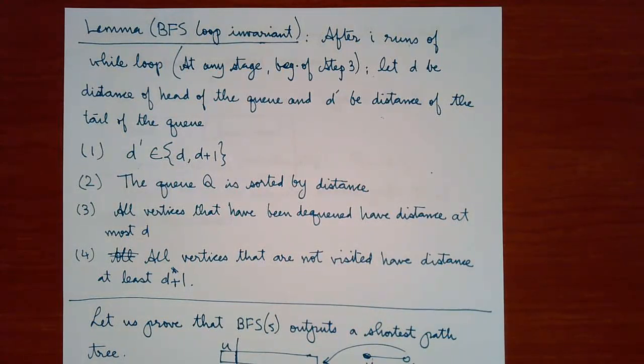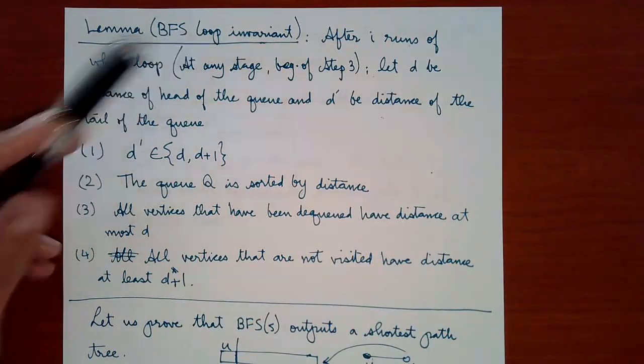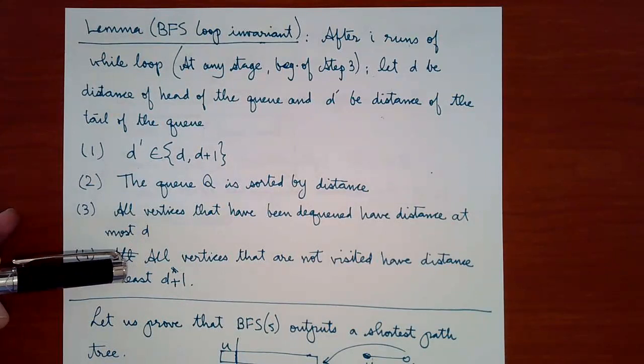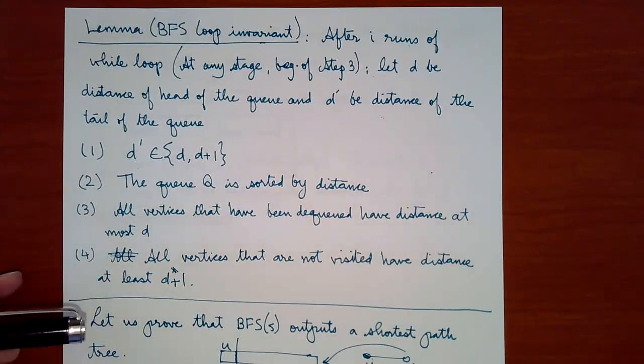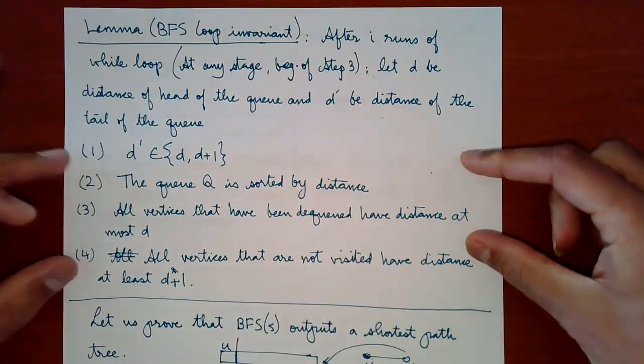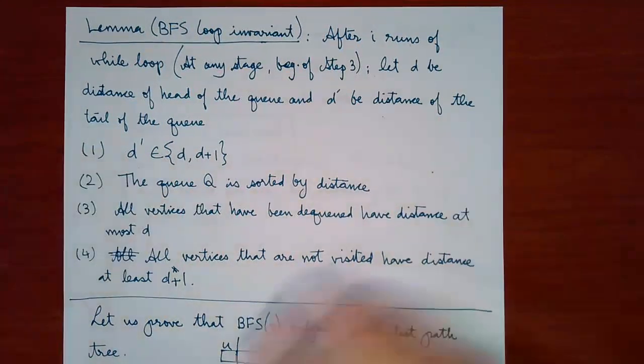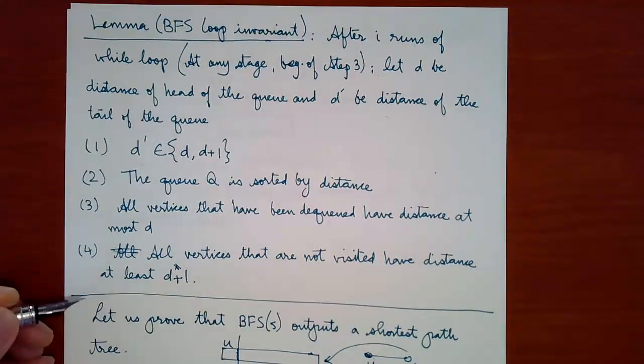Why is it called a loop invariant? What is the meaning of the phrase? Good question. You understand what loop means because there's a while loop, right? This is the invariant, which means that it is always true. An invariant is something that is always true, and this is always true at the beginning of the loop. All of these statements are always true at the beginning of the loop, and that is what it means to be a loop invariant.